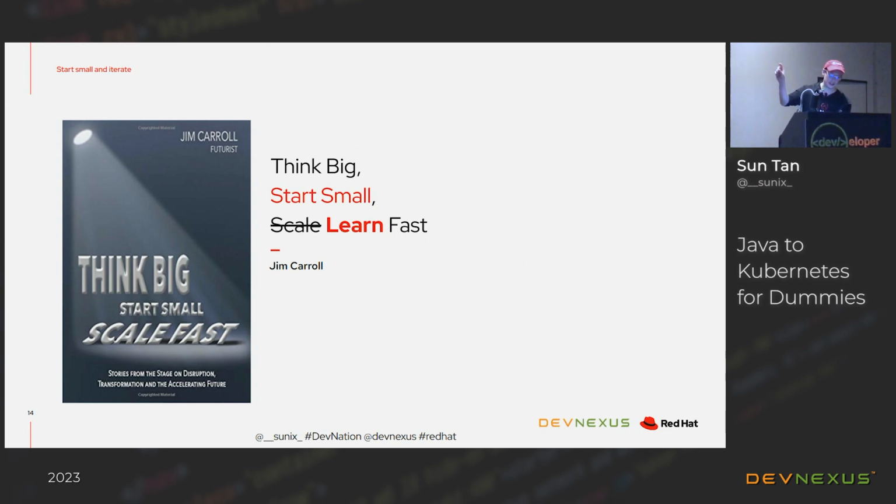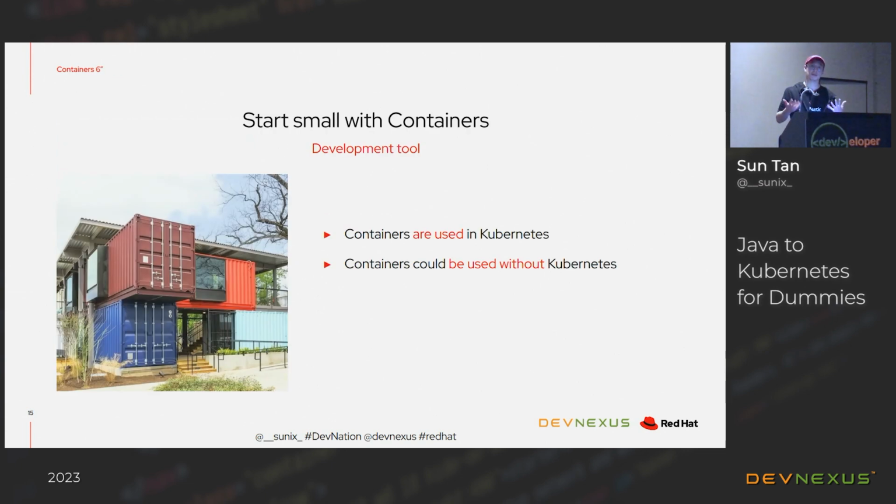What is interesting in this sentence? It's the start small. And if you want to start with Kubernetes, I think what you could do is start maybe with the containers. Why containers? Because containers are used in Kubernetes, and because also you can use containers without Kubernetes. So it's a good way to start with Kubernetes, with the containers.